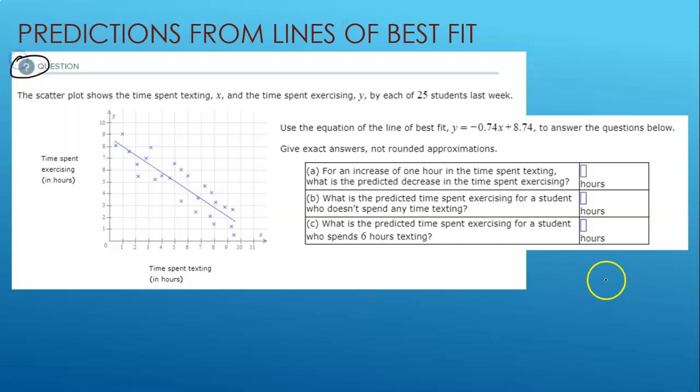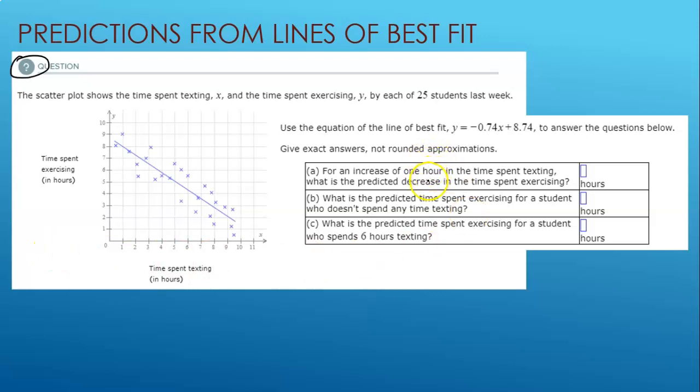Pause the video and try to answer these questions on your own. So you should have taken a look at your graph first. What we've got is a negative correlation. The line of best fit goes through the middle of the points. On the x-axis, we've got time spent texting, and on the y-axis, we've got time spent exercising. So it looks like as time spent texting increases, time spent exercising decreases.